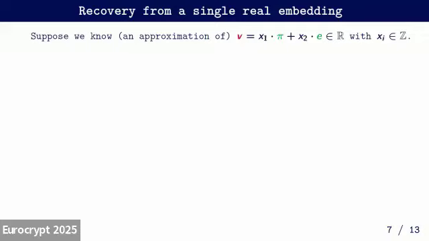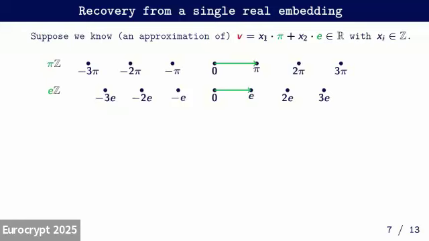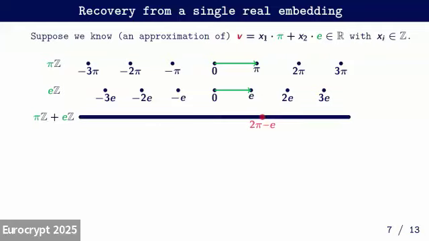I mean, this is not a real case, but there are two real numbers, and we know that we get some approximation of an integer combination of the two, and we want to recover these x1 and x2. So we have all the integer multiples of pi and all the integer multiples of e. And the problem is that if we look at all the integer combinations of pi and e, then because these things are not independent over the real numbers, they will lie dense in this line.